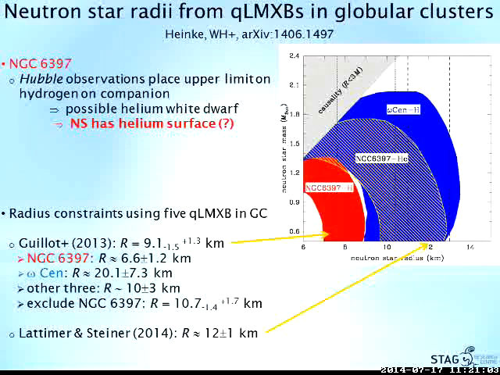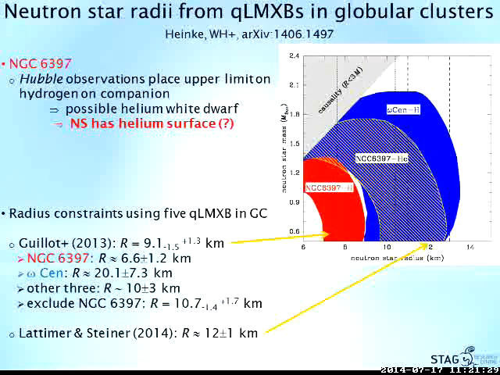Other comments? Say you ended up seeing some hydrogen or evidence of hydrogen. What would be your explanation for the low radius for 6397? Is it the hotspot? I mean, yeah, you could make an argument that it's not the whole neutron star that's emitting.